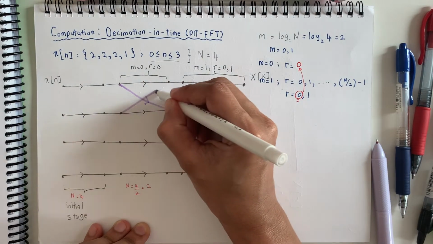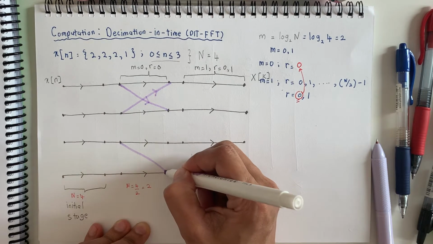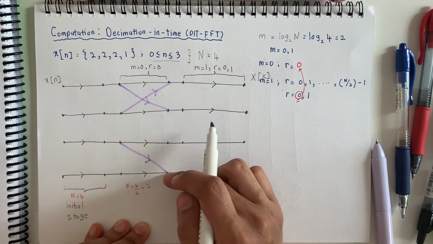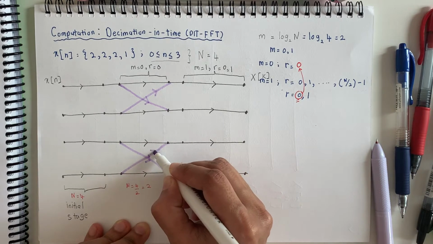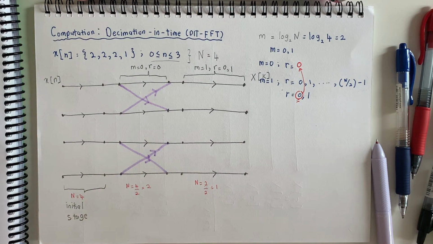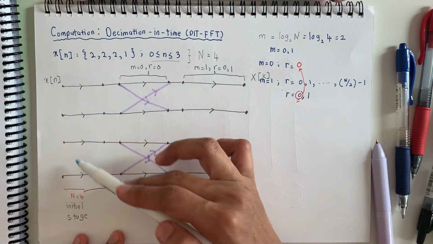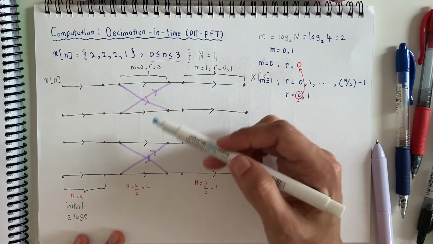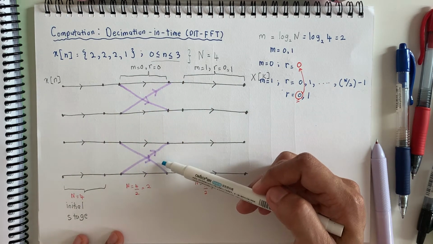Okay, C connect to D. This one, C to D. Okay, next we connect. Now, instead of 4 lines, we have 2 groups. Let's say I name this group as A, this group is B.